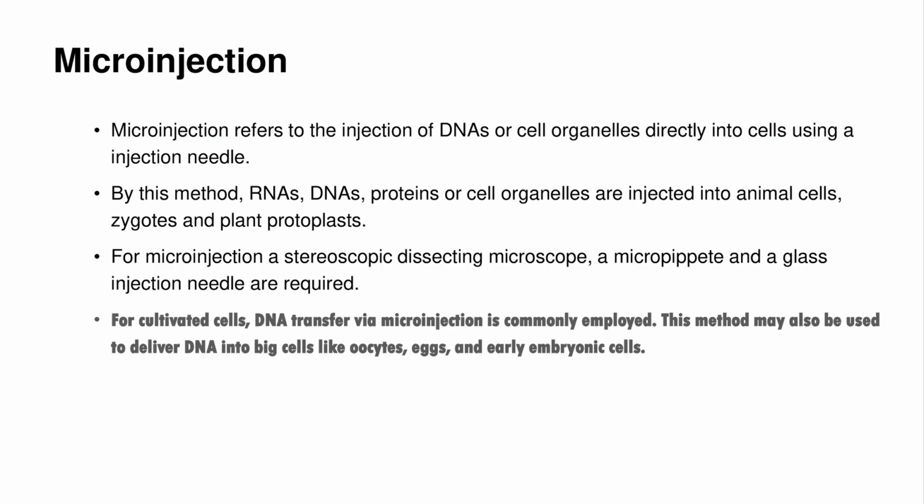Microinjection refers to the injection of DNAs or cell organelles directly into cells using a microinjection needle. By this method, RNAs, DNAs, proteins or cell organelles are injected into animal cell zygotes and plant protoplasts. For microinjection, a stereoscopic dissecting microscope, a micropipette and a glass injection needle are required. For cultivated cells, DNA transfer through microinjection is commonly employed. This method can be used to deliver DNA into big cells like oocytes, eggs and early embryonic cells.